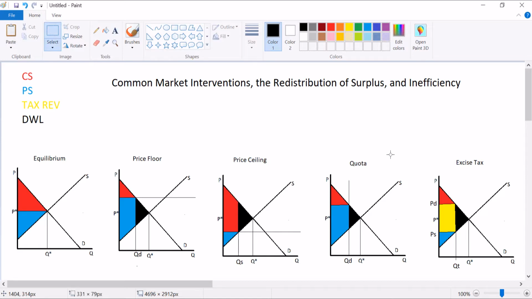Anyway, I hope that this was somewhat helpful to see them all on the same page. If not, too bad. But yeah, hopefully.